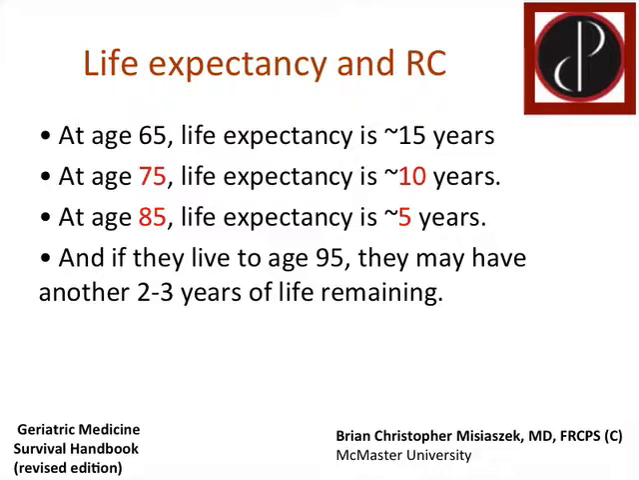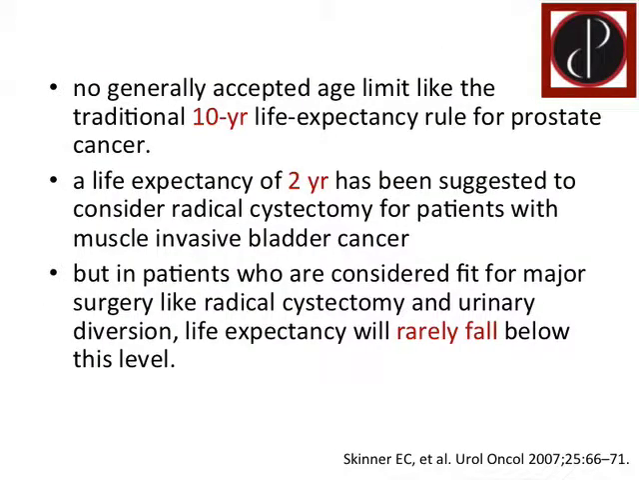So let's talk about life expectancy. Canadian statistics show that at the age of 65, the life expectancy is 15 years. At the age of 75, it is 10 years. At the age of 85, it is 5 years. And this would be 2-3 years at the age of 95. There is no generally accepted age limit like prostate cancer and the 10 years that we know, and we discussed in bladder cancer. The consensus is about 2 years, basically because if you think that your patient doesn't live more than 2 years, probably he's not fit for surgery.